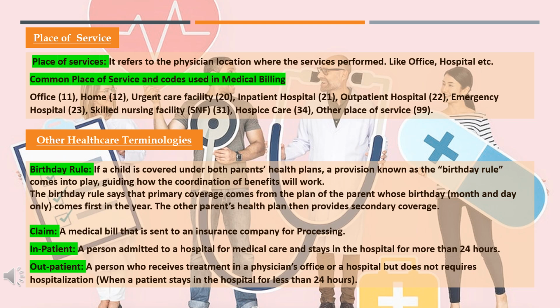Other healthcare terminologies. First, birthday rule. If a child is covered under both parents' health plans, a provision known as the birthday rule comes into play, guiding how the coordination of benefits will work. The birthday rule says that primary coverage comes from the plan of the parent whose birthday, month and day only, comes first in the year. The other parent's health plan then provides secondary coverage.